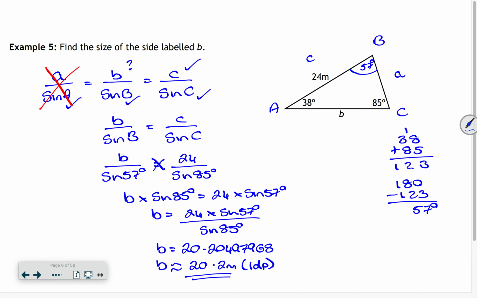Okay. Remember, it doesn't matter what you round it to. If the question hasn't asked you, you can round it to whatever you want, as long as it's within reason. But that's just us using the sine rule in order to find a side.